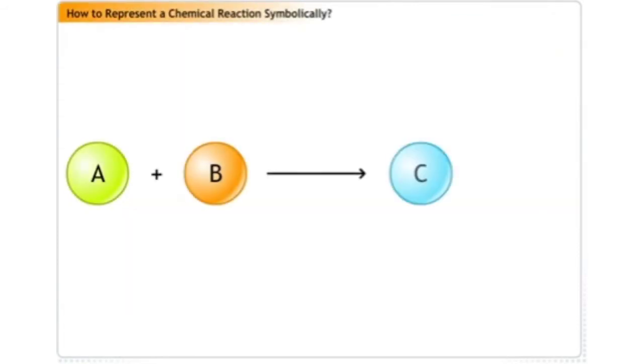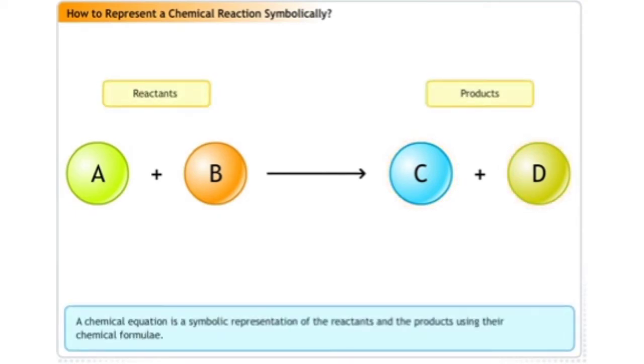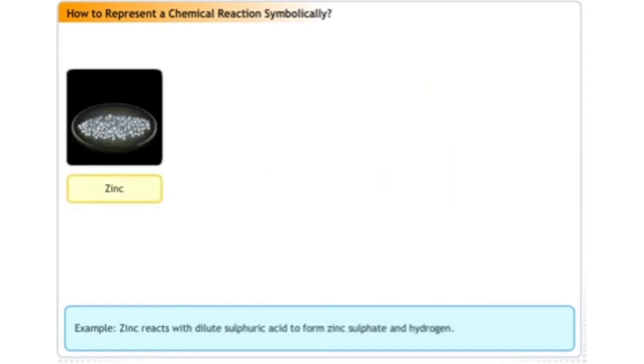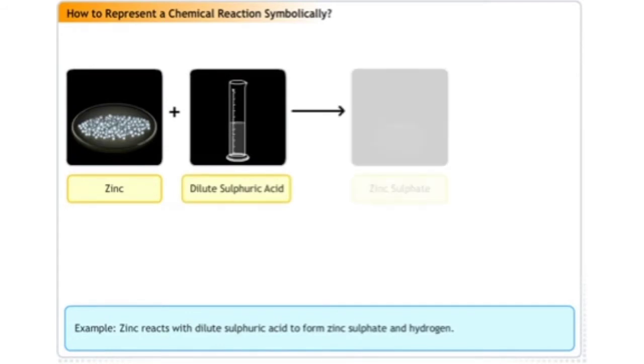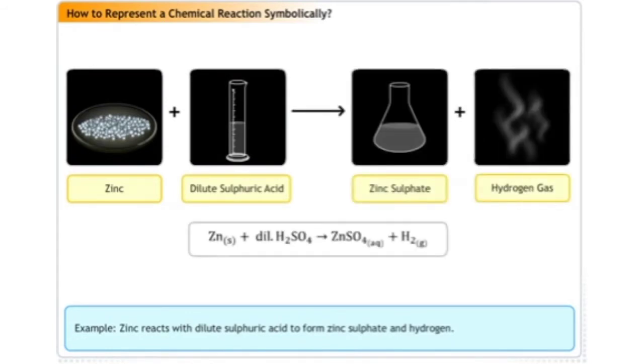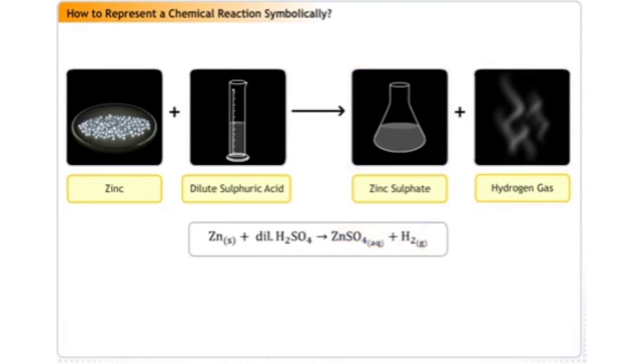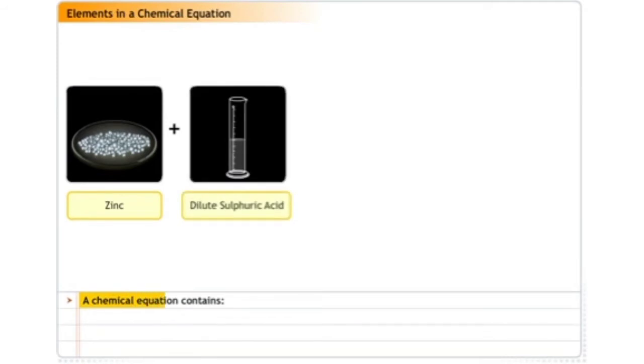A chemical reaction is typically expressed in terms of a chemical equation. The chemical equation indicates the components in a reaction, and the physical state of the reactants and products of the reaction. Thus, a chemical equation is a symbolic representation of the reactants and the products using their chemical formulae. For example, zinc reacts with diluted sulfuric acid to form zinc sulfate, a salt, and hydrogen gas is evolved. This is represented in the form of an equation as shown here. Solid zinc reacts with diluted sulfuric acid to form an aqueous solution, zinc sulfate, and hydrogen gas. The chemical equation is made of the following components.